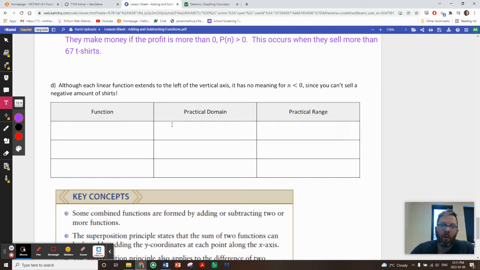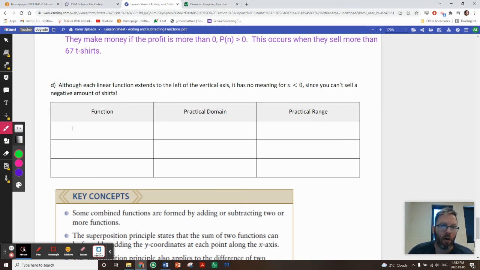So for our cost function, let's chat about that. What do I mean by that? For our cost function, which was 200 plus 5n, we understand it's a linear function and that nothing mathematically really breaks down when you plug it in. You can plug in negatives or whatever you want. But practically speaking, we can only plug in certain values. We can only have integer values. We can only sell a whole number of t-shirts and they have to be non-negative.